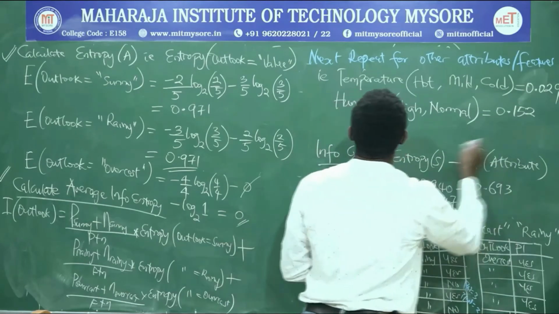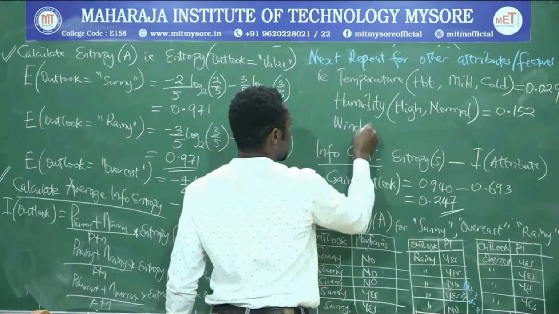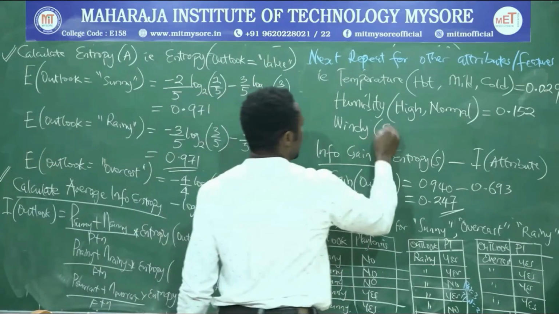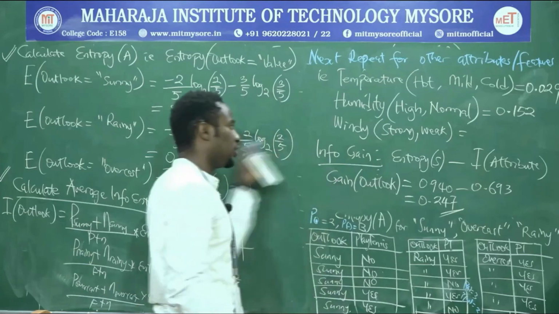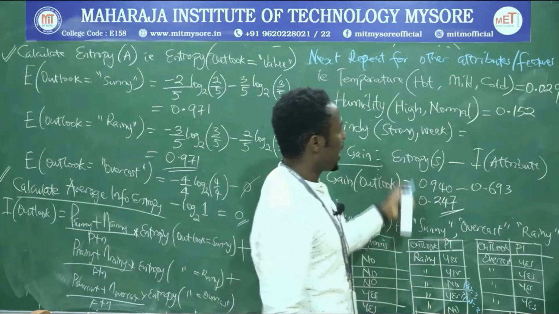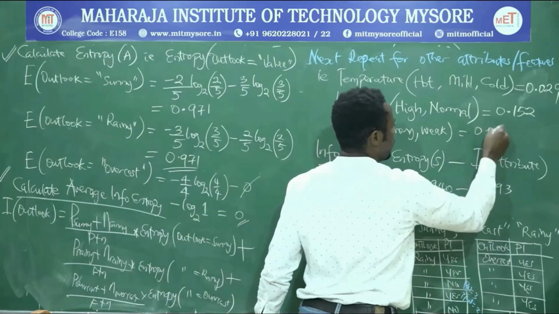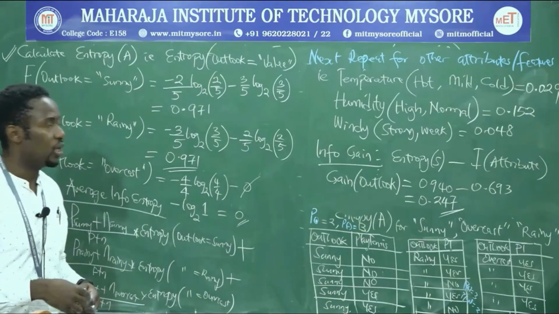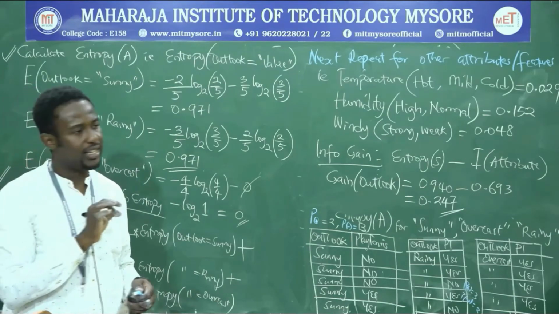Okay? So 0.152. And lastly, you have to compute for windy. So in windy, what do we have? In windy, then you have strong and weak. Again, you repeat the same thing. Strong and weak. And again, you calculate, follow the same process. Calculate the average information entropy. Calculate the information gain. And at the end, the information gain boils down to be 0.048. Now, you enter step 3, please. The step 3 says what? Pick the highest gain value.